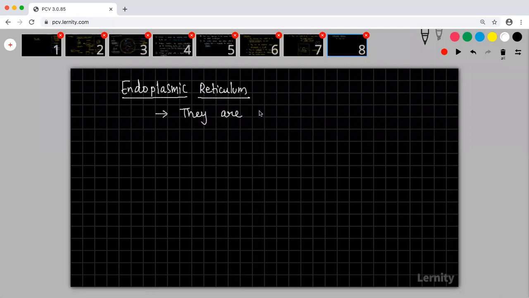They are membranous structures. So the membrane, they are like endoplasmic reticulum, are membrane-like structures that are found in the cell. I'll explain about them. Just give me some time.